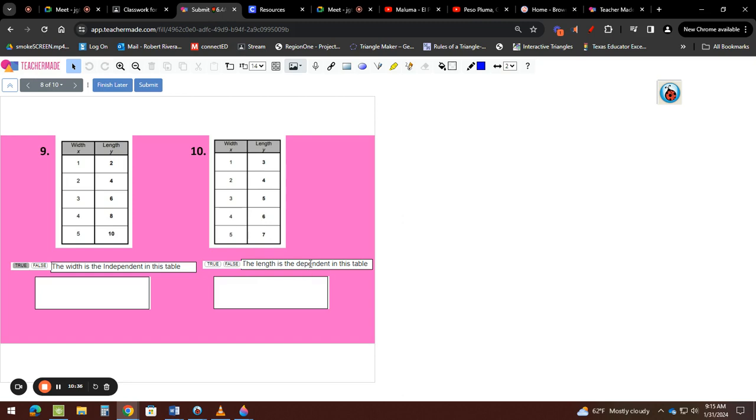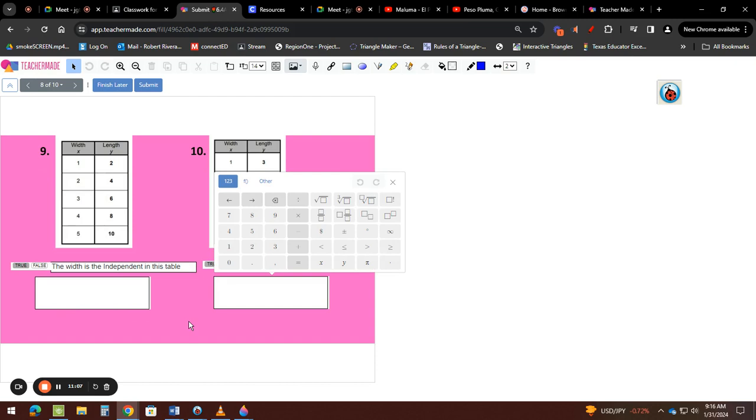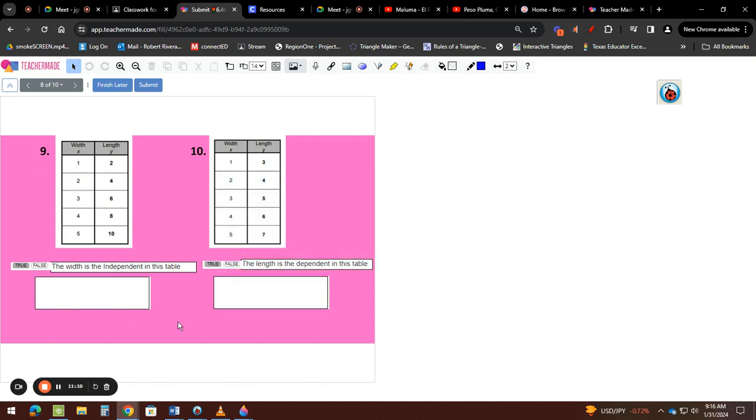The length is the dependent. Is the length the dependent? True or false? True. Let me do it again. X is independent. Y is dependent. So both of the statements are true. Now, is that all we have to do here? Of course not. You're going to copy your table to your journal for 9 and 10 and create the equations here at the bottom.